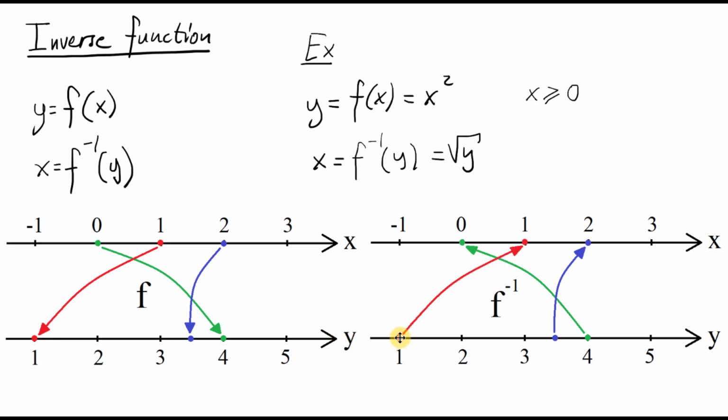So you see that if you plug in y equal to 1, then we get x equal to 1. If you put in y equal to 4, then you get x equal to 0. And if you put in y equal to 3.5, you get out x equal to 2. So the inverse function undoes the function f.